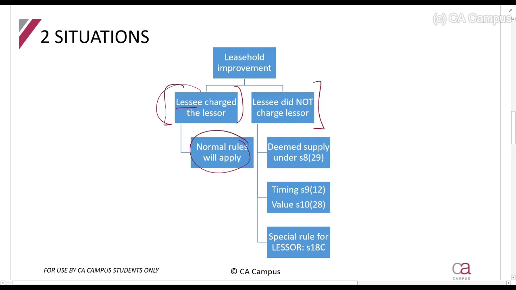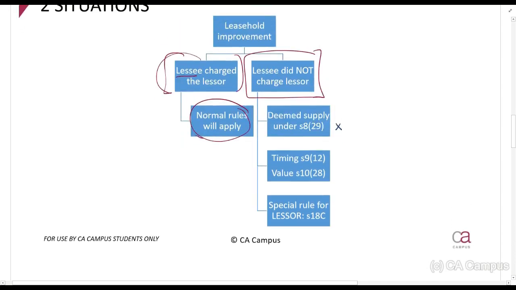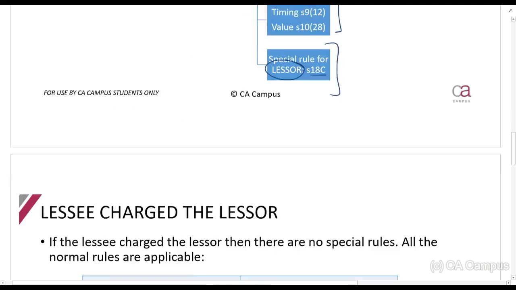Now, if the lessee charged the lessor, then the normal rules will apply. That means the lessee will incur costs to build the leasehold property improvement. They can claim all of the input VAT. And then when they sell it to the lessor, they will raise output VAT. Right, so normal sale of an asset. The lessor will then be able to claim the input VAT, but on the invoice that they received. But now, if the lessee did not charge the lessor, things are a little bit different. So how it works, you'll see, is Section 829 tells us that the lessee will be treated as if they made a deemed sale. There's a special value and timing rule, and then there's a special rule for the lessor only in terms of Section 18C.